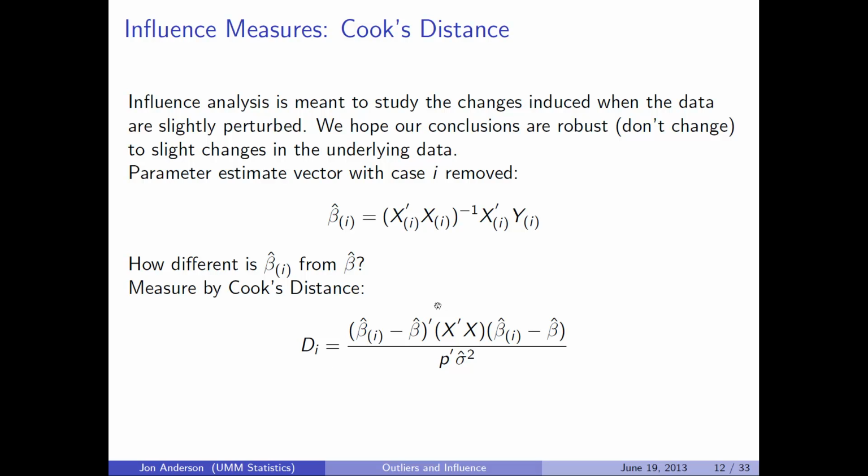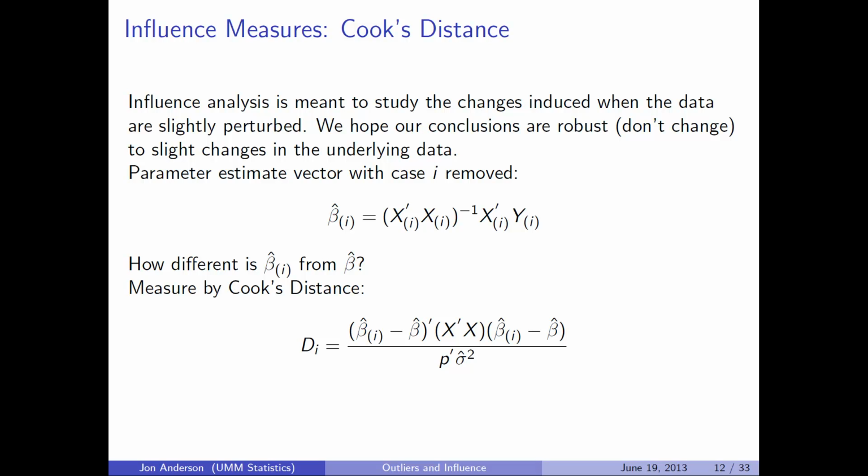And really what it is, is the distance between the estimated beta vector that uses all of the data and the estimated beta vector that removes case i from the computation. How different is the reduced data beta hat from the full data beta hat? And so we have a kind of quadratic squared distance between those two beta vectors, scaled by the predicting information distance matrix. And so we come up with a kind of distance. How far is one of these vectors from the other?